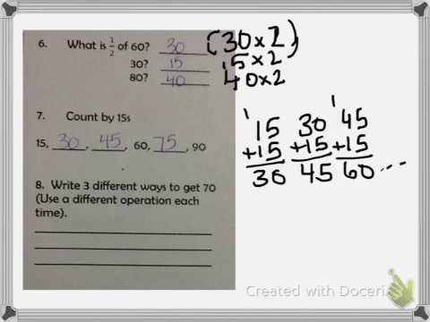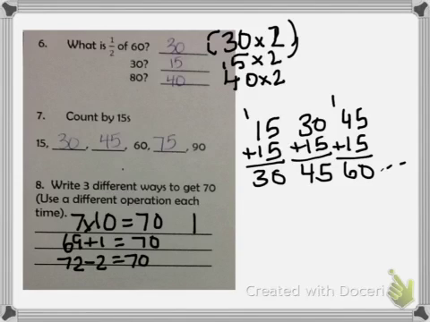Write 3 different ways to get 70. Use a different operation each time. Well, let's start with multiplication. 7 times 10 is 70. Addition, we can say, is 69 plus 1, which is 70, or 60 plus 10. Well, a whole bunch of different ways. Subtraction, 72 minus 2 is 70. And division might be 140 divided by 2, which is 70. Lots of different options here. As long as the result is 70 and you used a different operation, it would be correct.